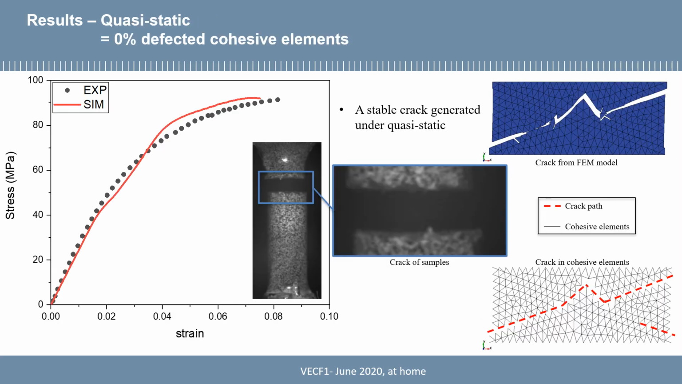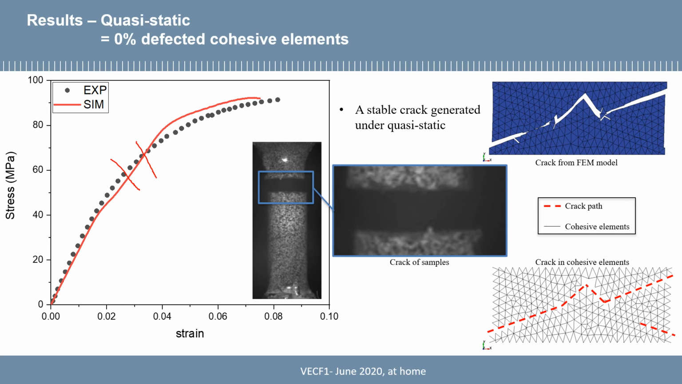Firstly, let's see the case under the quasi-static test. We can find that the curves fit the experimental data well when the defect is 0%. Here, 0% does not mean there are 0 defective cohesive elements; we use only 1 defective cohesive element in the frame model, and I put it in the center of the frame model. We just want to make the crack initiate.